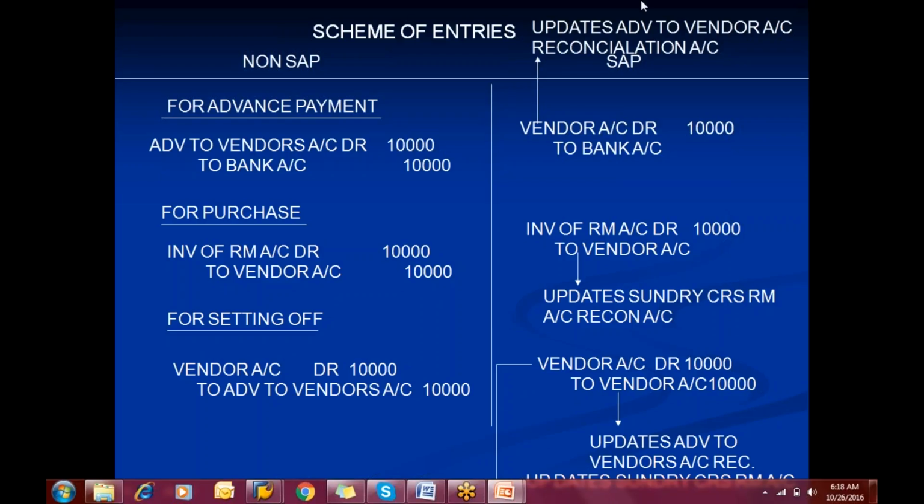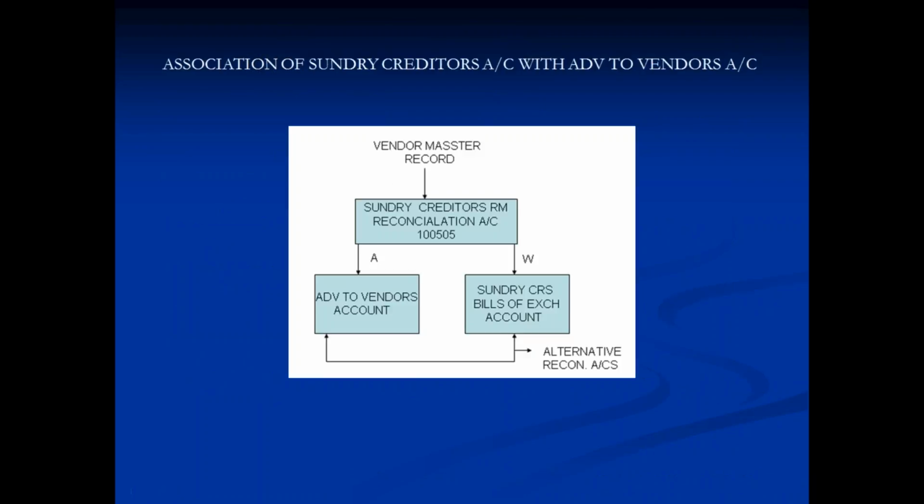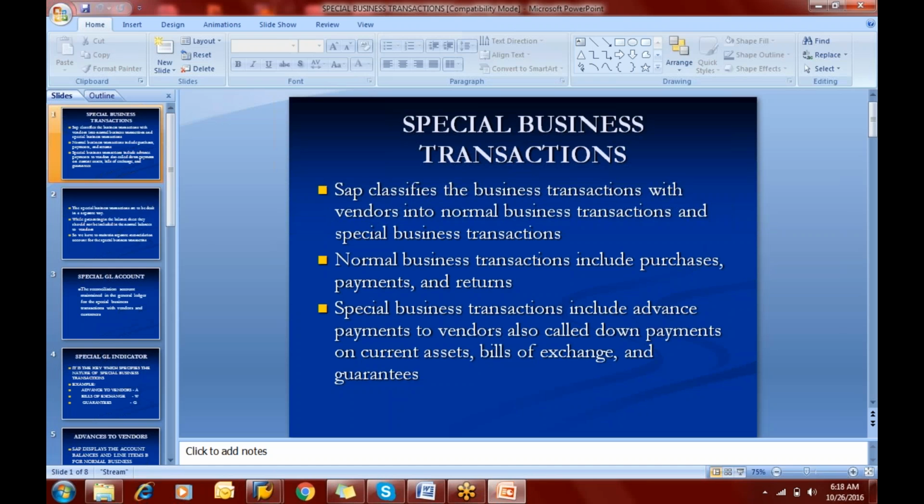For that, here it is saying that we have Sundry Creditor as a normal account. With this GL, we have also created a GL with the number 100500. This normal reconciliation account we can assign with the advance pay to vendor account which we will be creating. Then it is saying that likewise this is in the case of A, if we have the advance on the current asset, if you have the advance on the bill of exchange, we can have W. These are called alternative reconciliation accounts.